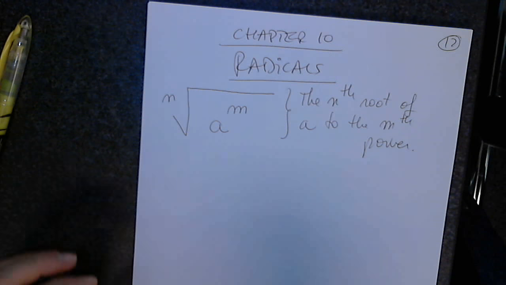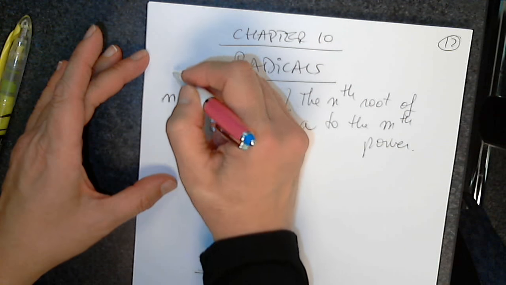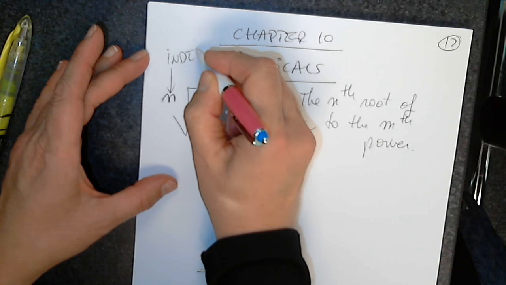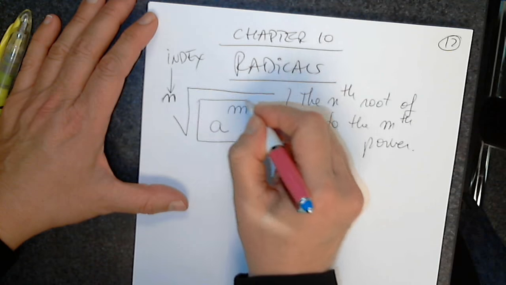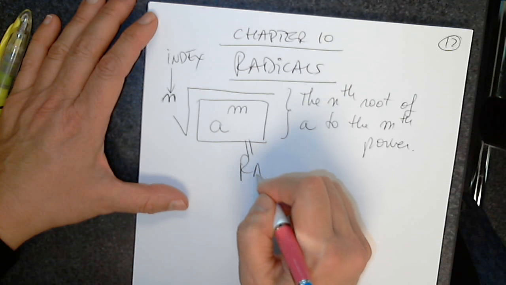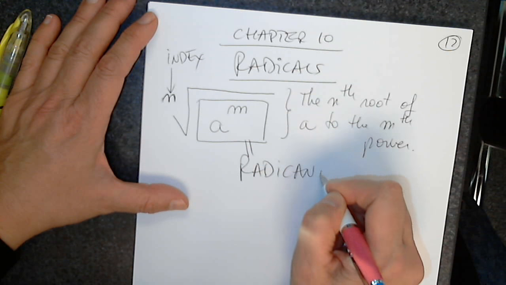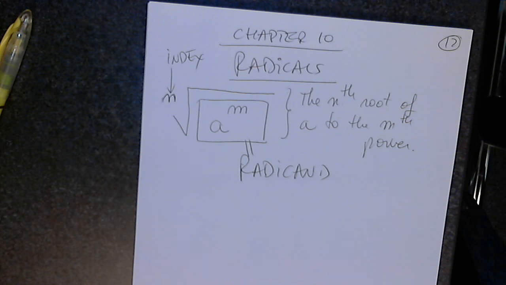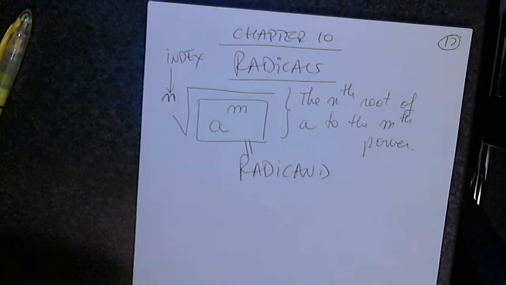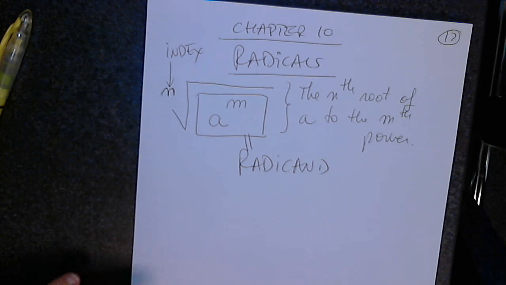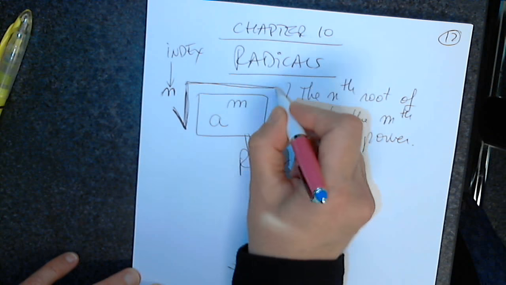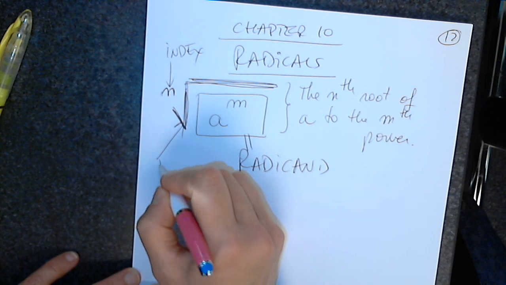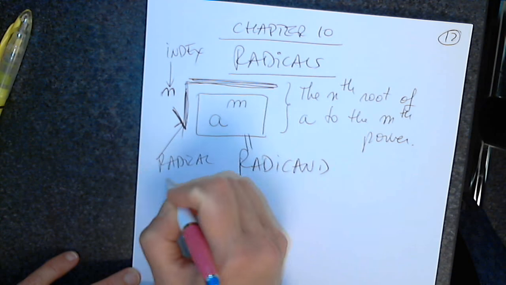The nth, this is the index, so this is called index. This is called radicand. Everything that you see under the root bears the name of radicand. And this is the radical symbol.